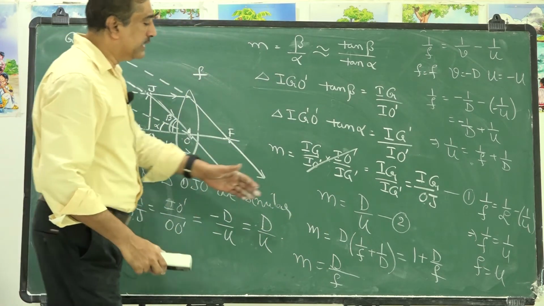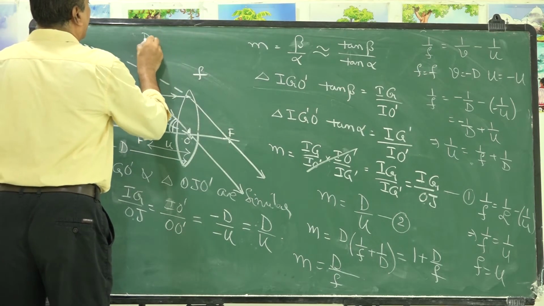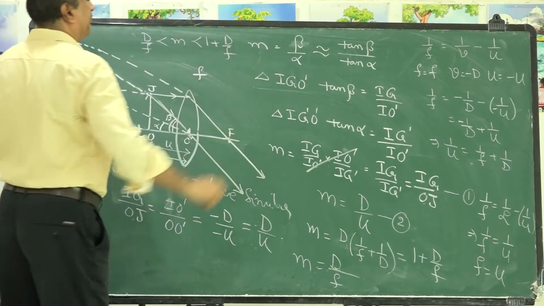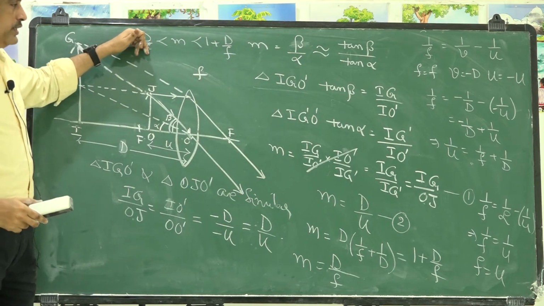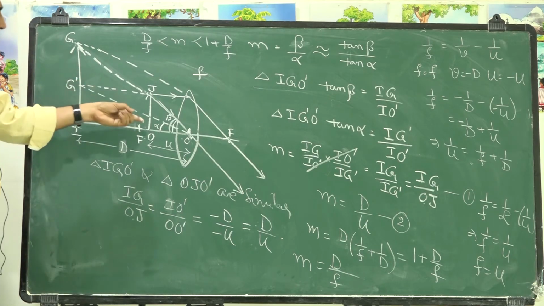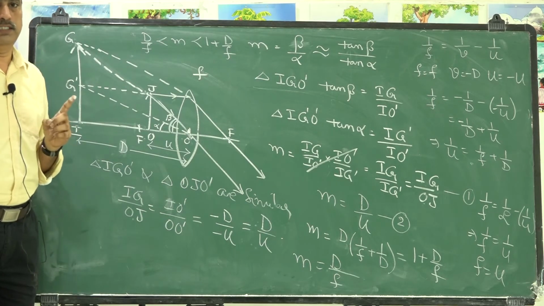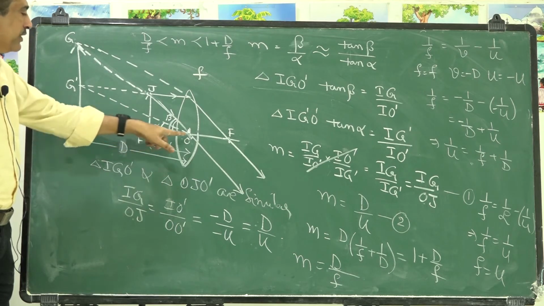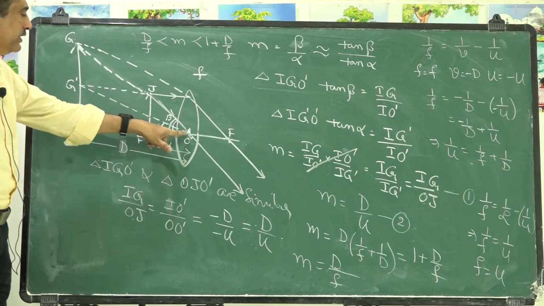So the magnification of the microscope is always in between D by F and 1 plus D by F. This is the maximum value for magnification, this is the minimum value for magnification. Now, once again we go through this simple microscope. A simple microscope consists of a single convex lens and the object is placed within its focus, that means in between the optic center and focus. So object OJ is placed in between these two points.